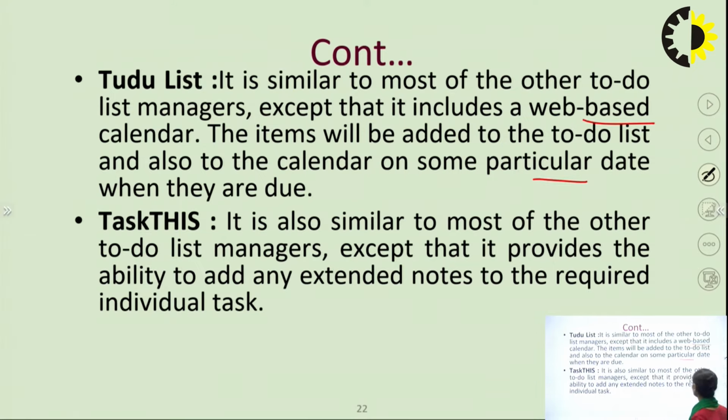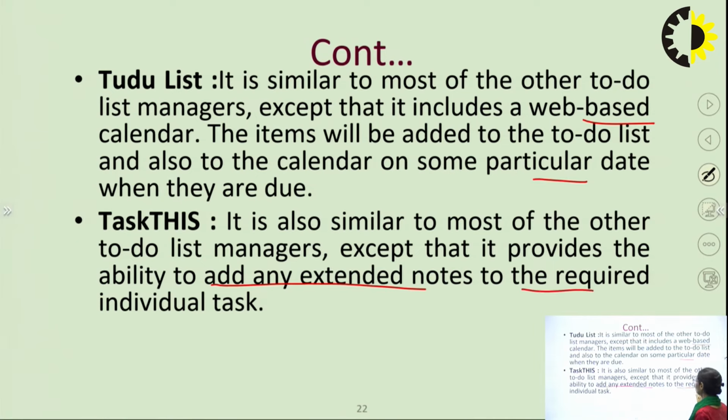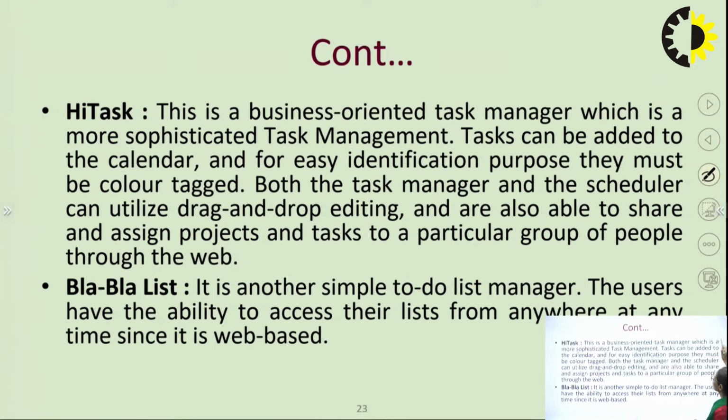It is also similar to other to-do list managers, except it provides the ability to add extended notes to the required individual task. HighTask. This is business oriented, meant only for organizations, and is a more sophisticated task management. Tasks can be added to the calendar, and for easy identification they can be color tagged. That is, color tagging is another feature provided by HighTask.